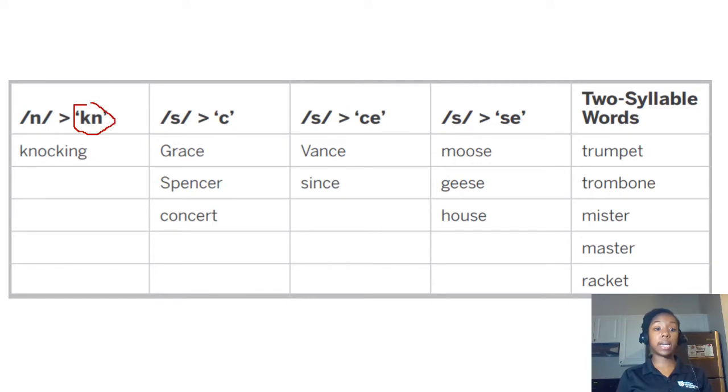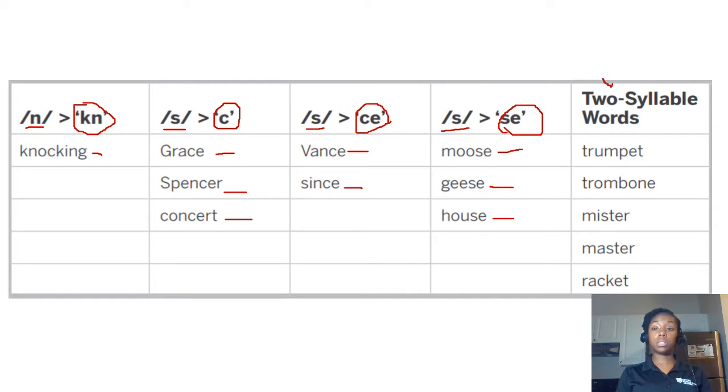KN makes what sound? Knocking. C can make what sound? S. Grace. Spencer. Concert. CE makes what sound? S. Vance. Sense. SE makes what sound? S. Moose. Geese. House.